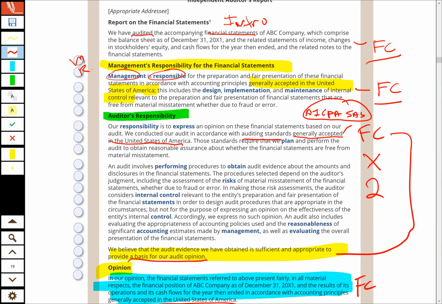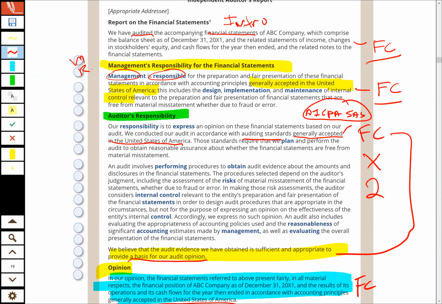I'm not going to make you memorize the qualified. I'm not going to make you memorize the adverse. What I'm going to ask you to do is know how this changes when you have the qualification, when you have the adverse. So you use this as the foundation. Then you don't have to sit there and memorize all those other reports. You just memorize the unmodified.